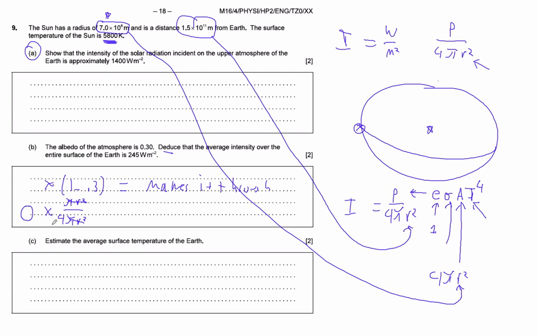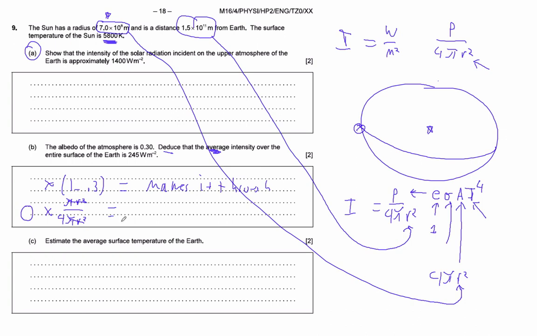And obviously the pi r squareds cancel, and you're multiplying by a factor of 1/4. This accounts for day and night, and the fact that the poles don't receive light at a 90-degree angle. It's always a glancing angle. So it's the average. We're averaging night and day, okay? And then estimate the surface temperature of the Earth.